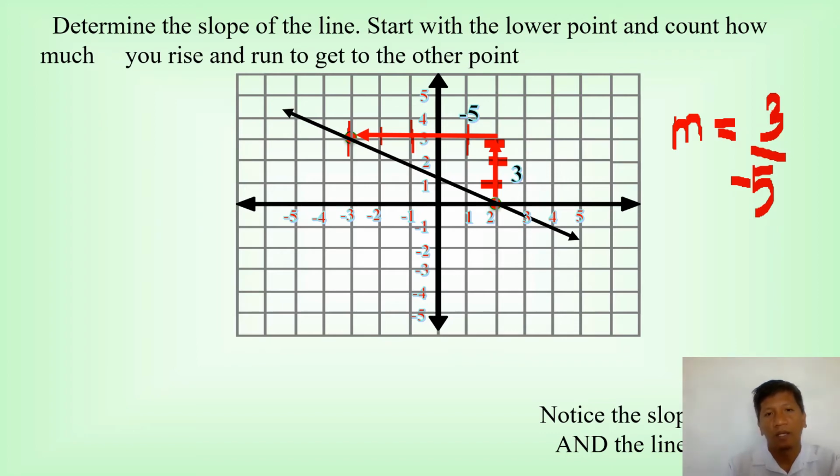And as you can see, our line is going downhill from left to right. Pababa siya. Yan. Ibig sabihin, ang slope niya talaga is negative. Gets? Naintindihan, my dear students? Okay, let's proceed to the next.